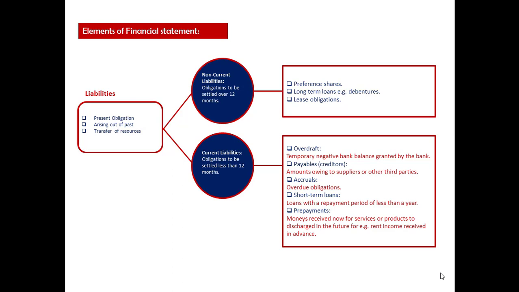So for example, when you receive rent from your tenant for March, but you are in January, it means that rent is a prepayment and it's a liability because you have taken the money now. If the tenant decides not to occupy the property again, you are supposed to give the money back to the tenant. So it becomes a liability.